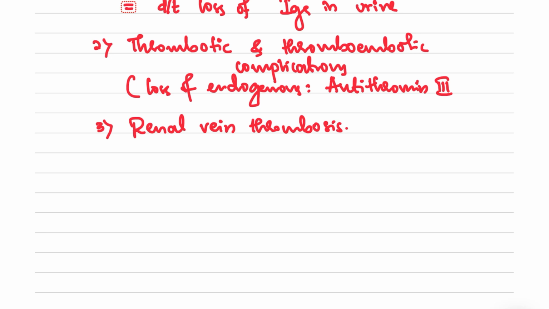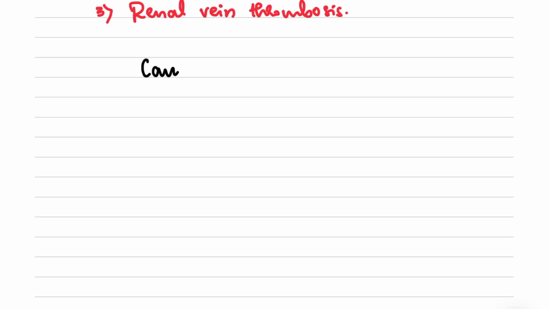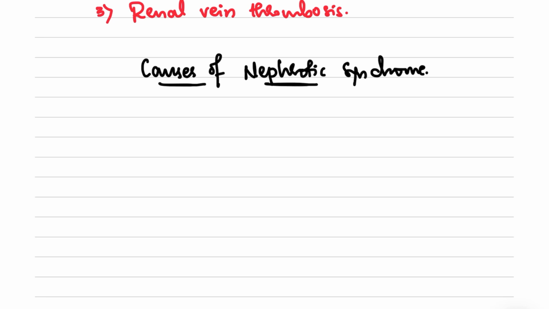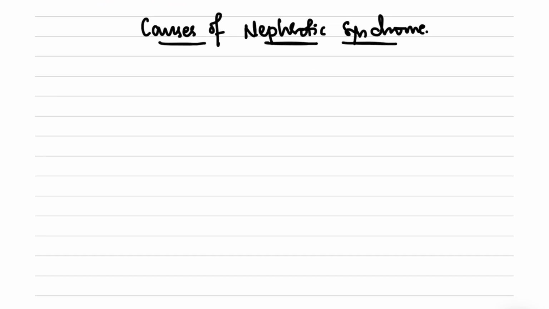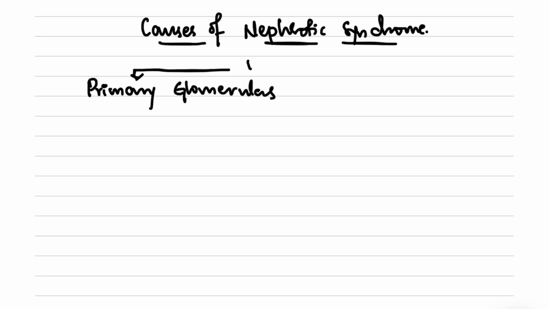Now let's look at the causes of nephrotic syndrome. We have primary as well as secondary causes. Let's learn about primary glomerular diseases. Then this can also occur whenever the patient has some systemic diseases.